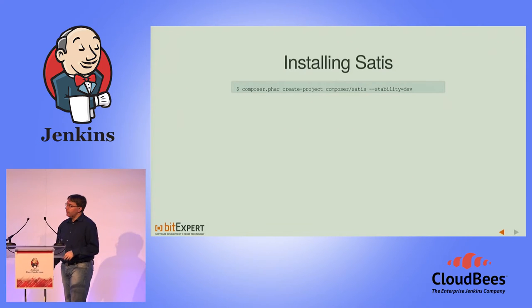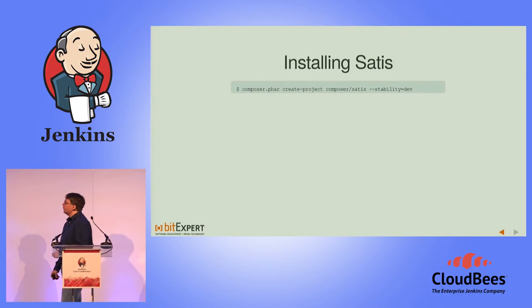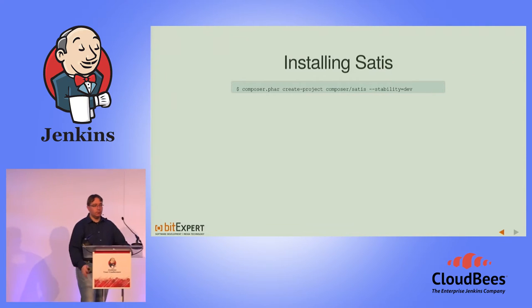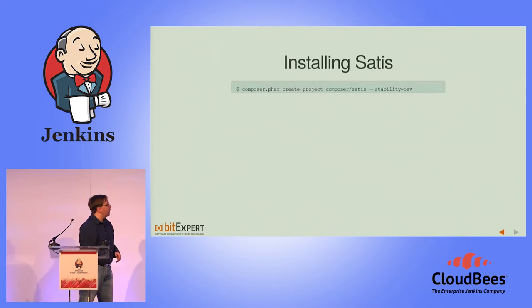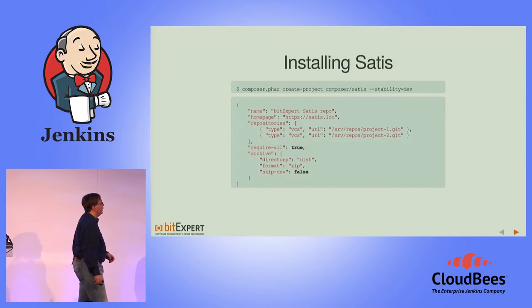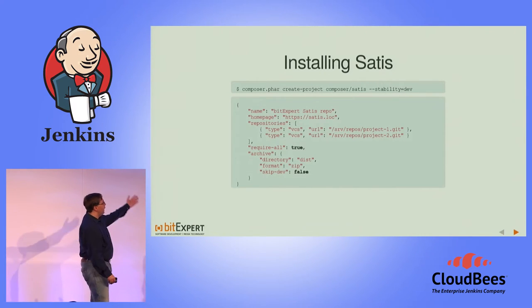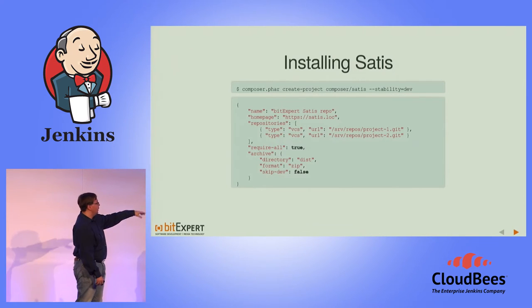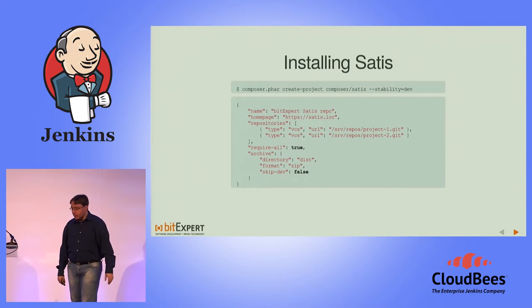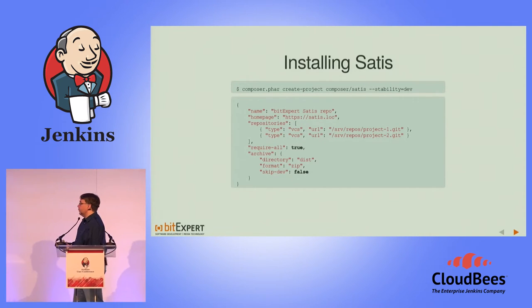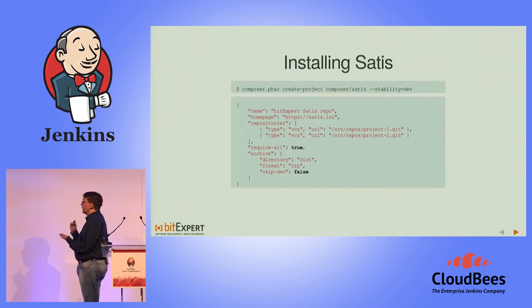Installing Satis is pretty easy. It's just a Composer call. You simply say composer create-project composer/satis, and it will download all the files that are needed, and then you're good to go. In addition to that, you need a configuration file. You need to give the Satis repo a name, a URL, and then just point it to the different repositories, plus some configuration code.